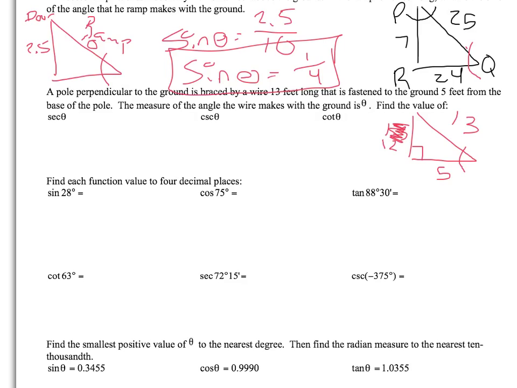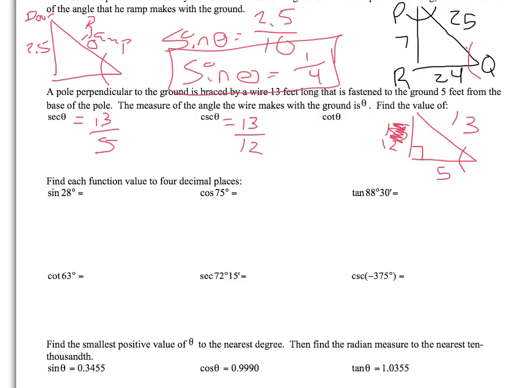Alright, secant is the reciprocal of cosine. So if cosine of this triangle is 5 over 13, secant is 13 over 5. Cosecant is the reciprocal of sine. So if sine is 12 over 13, cosecant is 13 over 12.